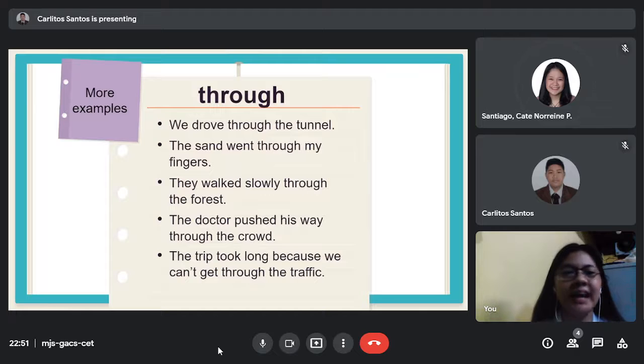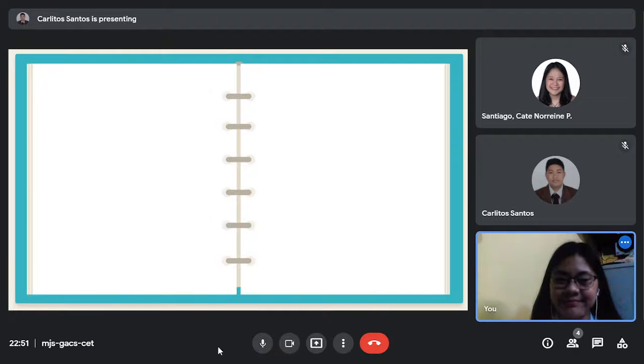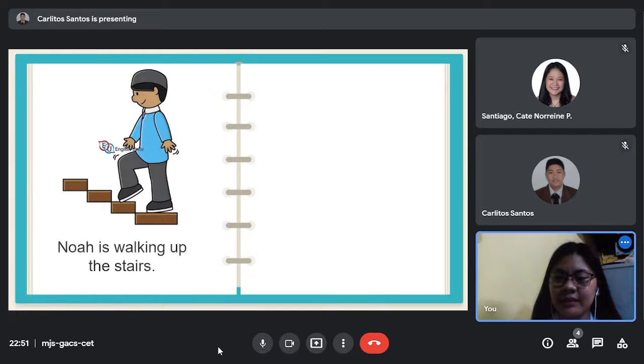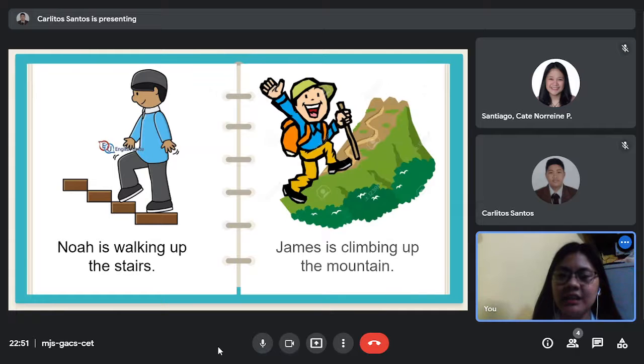Thank you. And let's also have the next preposition or the next pictures. Noah is walking up the stairs, and then James is climbing up the mountain. Class, what do you think is the common word here?